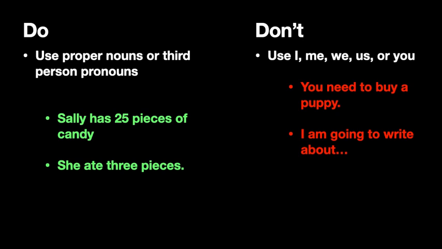You also want to really focus on the types of pronouns you use. Just use proper nouns or third person pronouns. So Sally has 25 pieces of candy. She ate three pieces. Don't use I, me, us, we, or you. "You need to buy a puppy." "I'm going to write about." Those are just no-nos in formal academic writing.